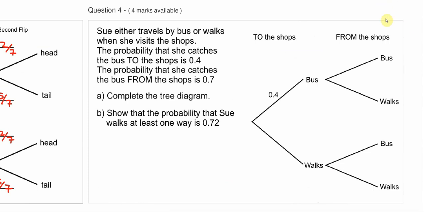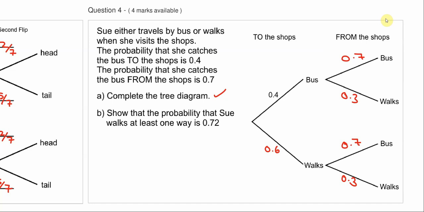Okay, so Sue either travels by bus or walks when she visits the shop. The probability that she catches the bus to the shops is 0.4. So first of all, let's fill in what's here. Well, that must be 0.6. Probability that she catches the bus from the shops is 0.7. So not taking the bus, which is just her other option, walking, must be 0.3. Because this would add up to be 1, this would add up to be 1, this would add up to be 1. So we've done that.